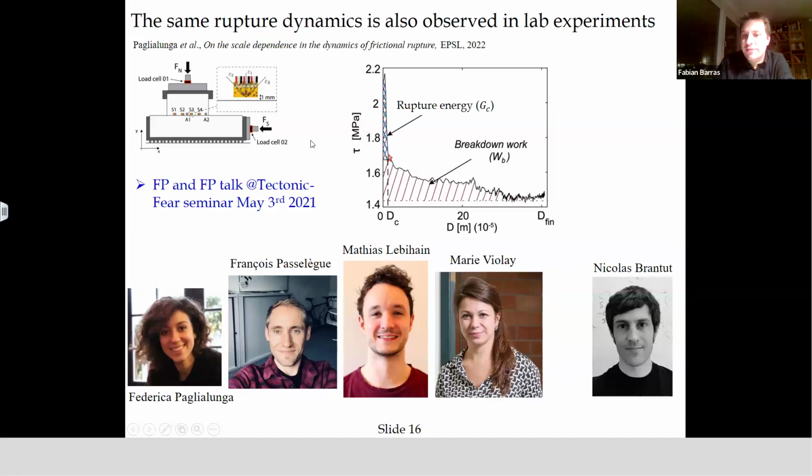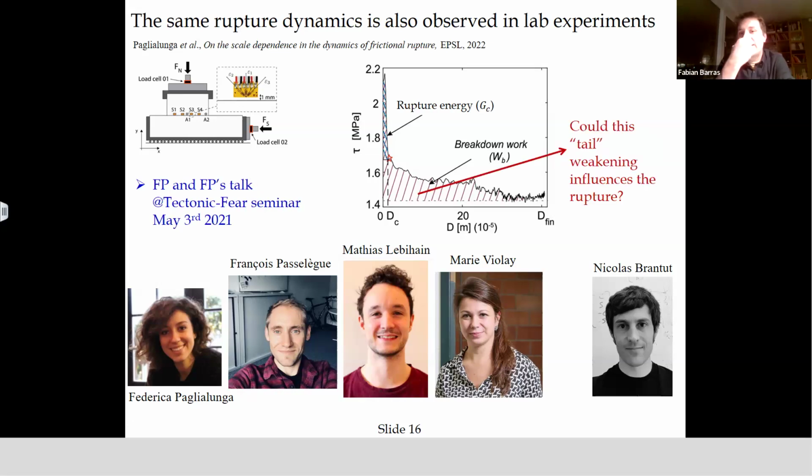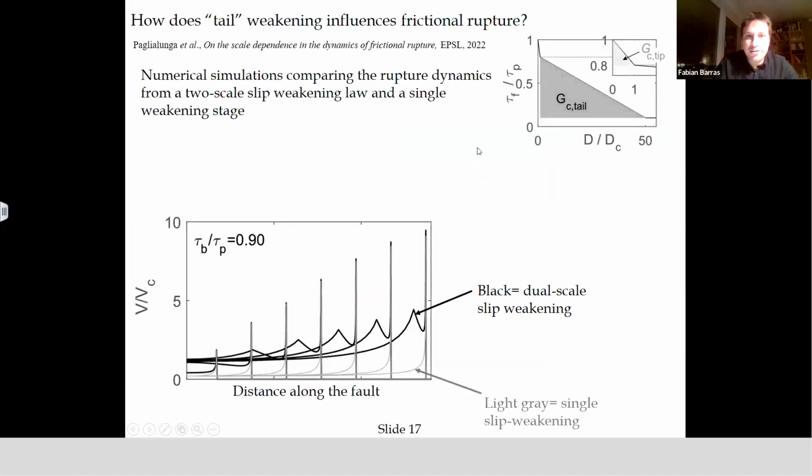And at that time, we had several discussions between their group and Nicolas and myself about whether this tail weakening can have any influence on the rupture, because it seems from the simulation and their experiment that only the near tip part was important, but what about this tail? So to answer the question, we did some simulations that are detailed in this paper.